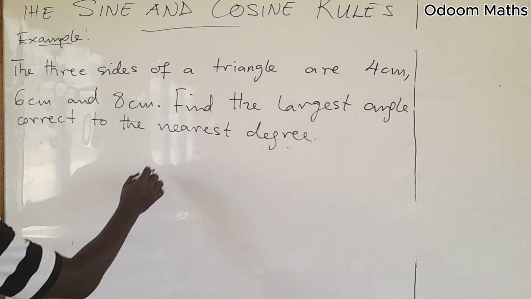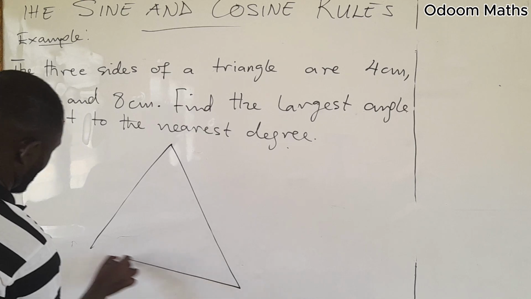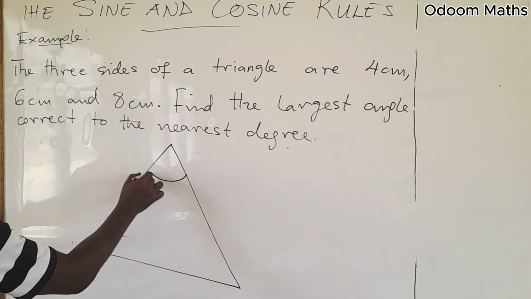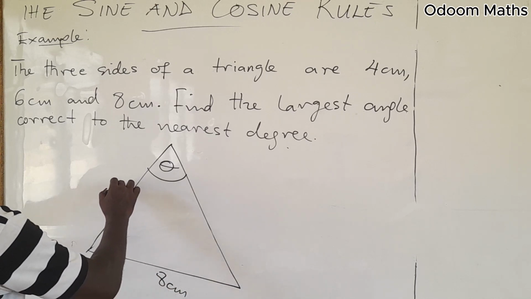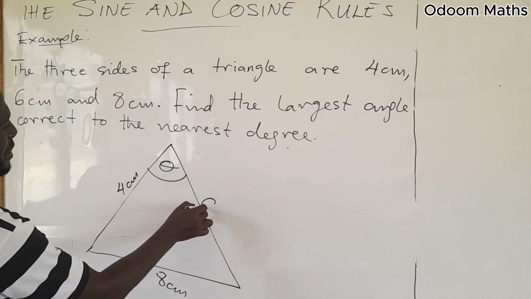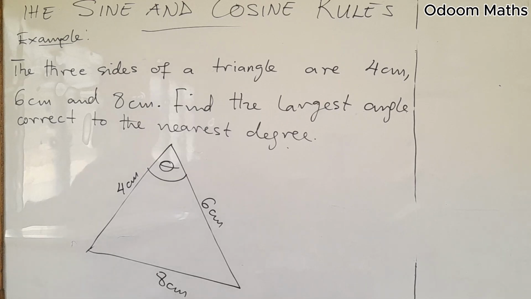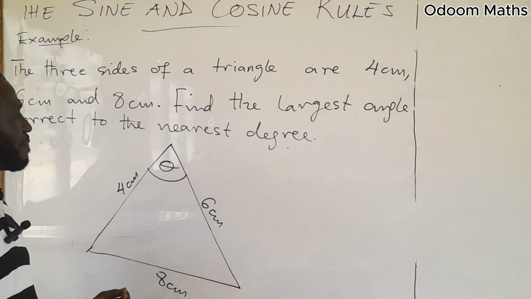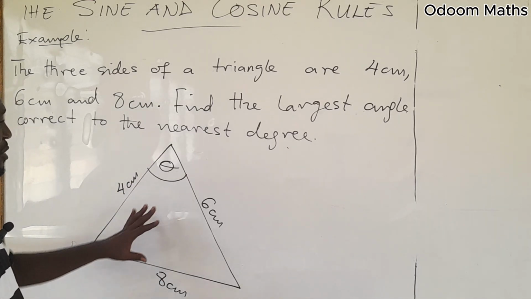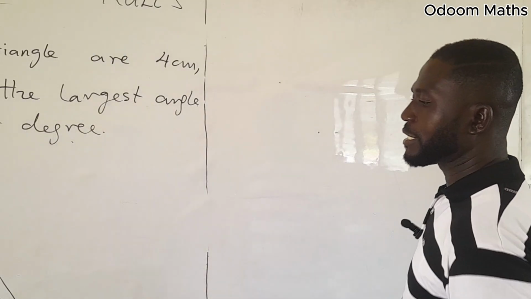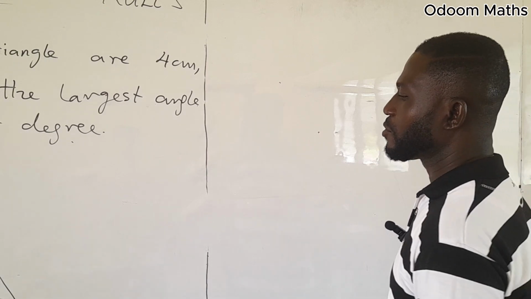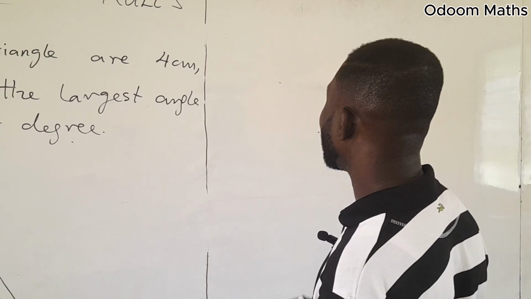So let me draw it. Let me assume this is the largest angle, which is theta, and this side is 8 centimeters. Then the rest, the smallest of all will be for that, so that is 4 centimeters, and this one is 6 centimeters. Okay, so we need the cosine rule to help us solve this example. Now we want the angle that faces 8, so we can use the side 8.